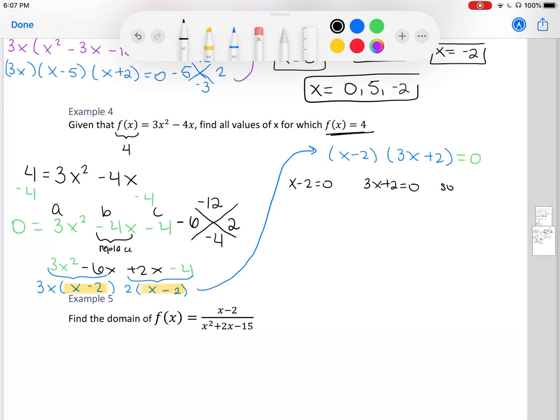Let's go ahead and solve for x. Let's add 2, x is equal to 2. Minus 2, 3x is equal to negative 2. Divided by 3, x is equal to negative 2 over 3. So my answer is negative 2 over 3 and 2.